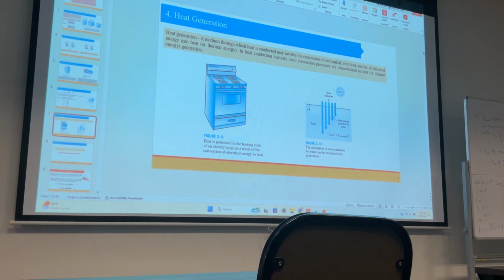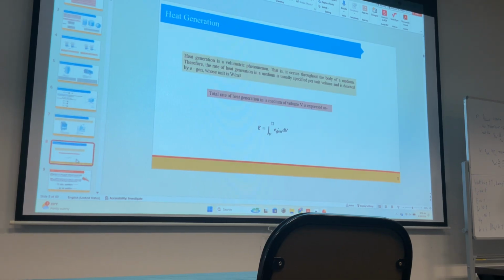In this example as well, the UV radiation is changing into thermal energy. UV rays are passing through the water and the water is getting heated up. So the absorption of solar radiation by water can be treated as heat generation. Heat is generated in the water. Understand? The water is heating as a result of the absorption of UV radiation. There is thermal energy in the oven as a result of the absorption of electrical energy.